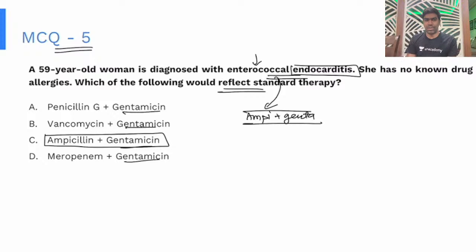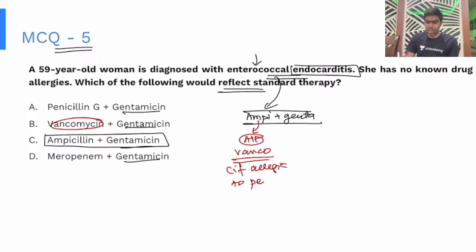There's no doubt about that, because penicillin G alone will not be enough. And vancomycin can be tried as an alternative. So in case the patient is allergic to penicillin, then probably vancomycin could be an option. But if the patient is not allergic, that's why they have clearly mentioned that the patient has no known drug allergies. So in that situation, a beta-lactam or a penicillin like ampicillin alone might be more than enough.